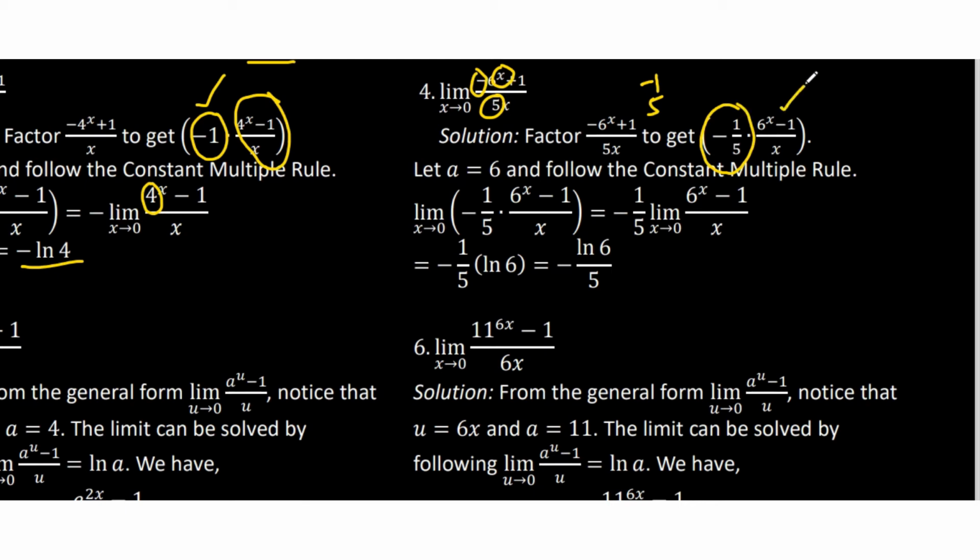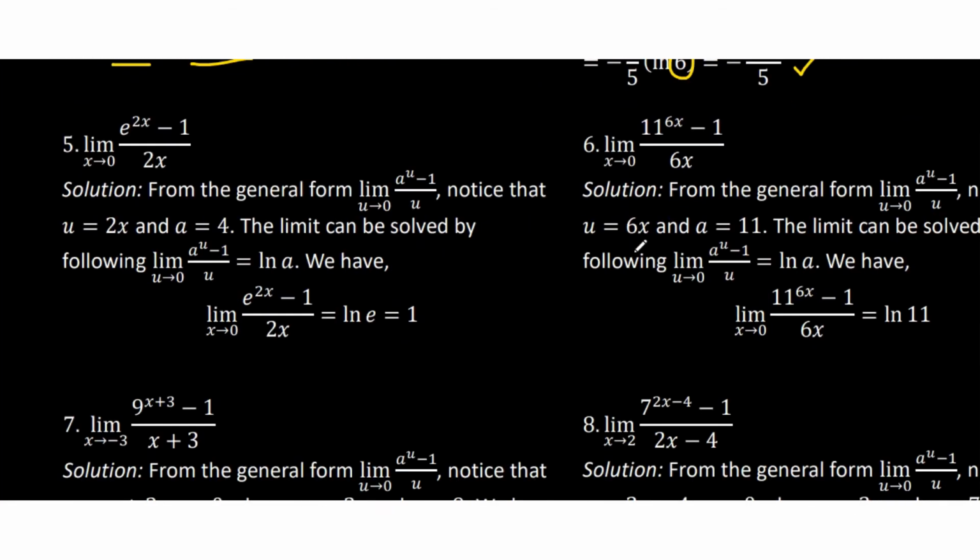Yung 6 raised to x minus 1, ihiwalay na. At tignan mo lang ang base, which is 6. Yun na yung ln of 6 dito. So, negative 1/5 times ln of 6 is negative ln of 6 over 5. So, you see, it is just by substitution, so automatic na yun. Now, on the fifth example, nakikita naman natin dito na may 2x. And there is 2x also here. Ang ibig sabihin nito, magkapareho na sila. 2x and 2x. So, no problem at all.